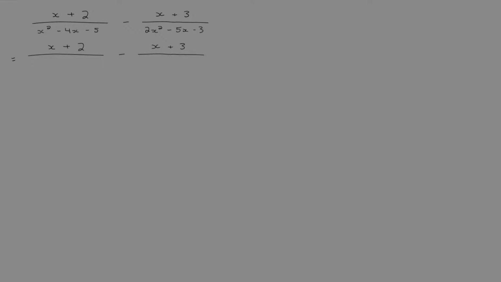So factoring the denominator of the first one, we want two numbers that add to -4 and multiply to -5. So that's going to be -5 and +1. So I'll put that in. And that's in factored form. We're going to put the other one in factored form.